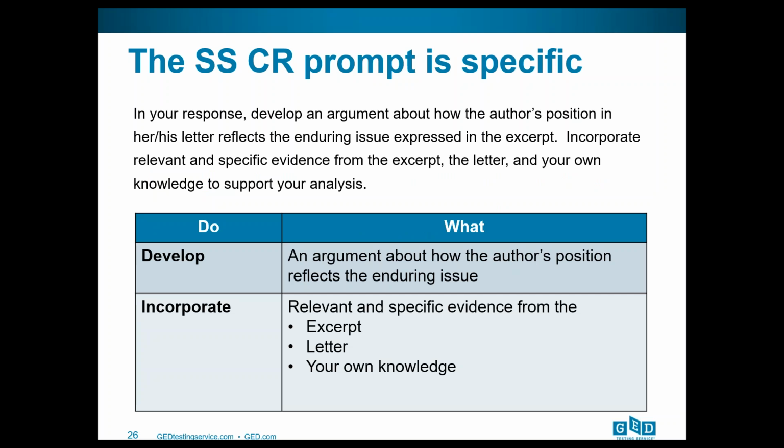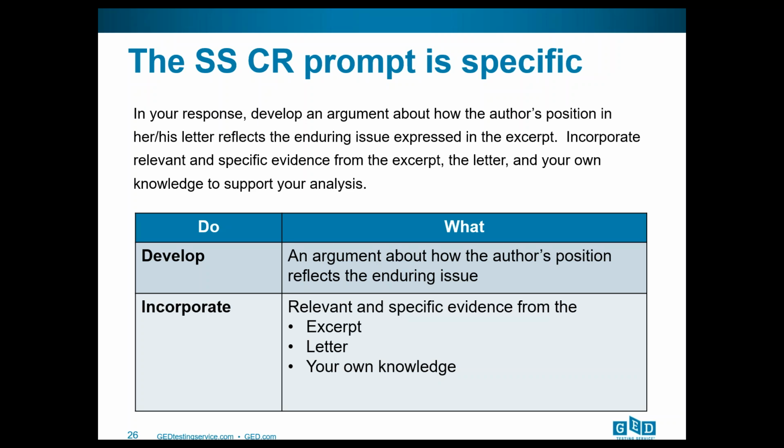Notice that it says in your response, what's the first thing it asks you to do? It asks you to develop. And then what are you developing? Well, you're developing an argument about how the author's position reflects the enduring issue. So that means I have to go in and I've got to find that enduring issue. So then I can go through and take a look at how the author's position in his or her letter reflects that. What's the next thing it asks me to do?